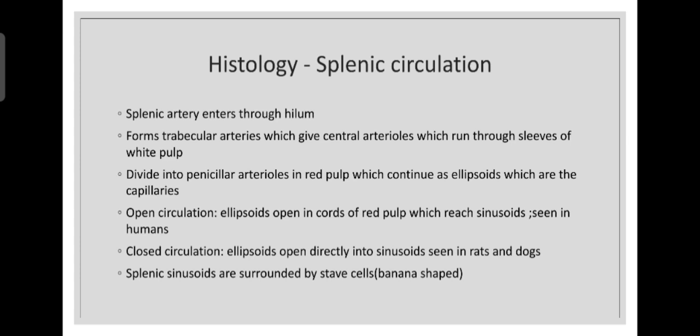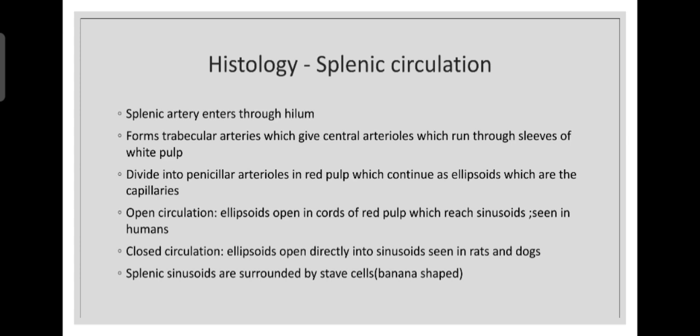So from here there will be two types of circulation, that is open type and closed type. Usually humans have open type of circulation, and animals such as dogs and cats have closed circulation. In open circulation, these ellipsoids, that is these capillaries, open directly into the splenic cords. So from the splenic cords they enter into the splenic sinuses, and after the splenic sinuses they all converge to form the splenic vein, that is the venous drainage. So from the artery it is converted to vein as we reach the capillaries. So from the cords goes into sinuses, which is called as open circulation.